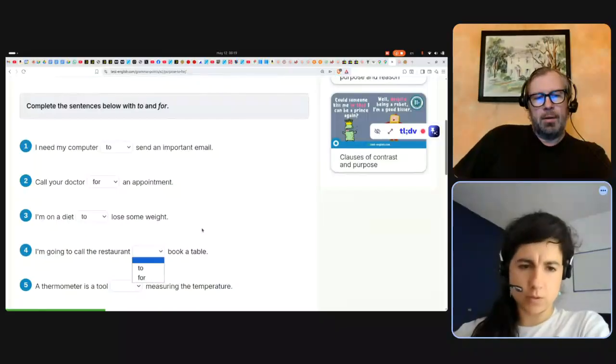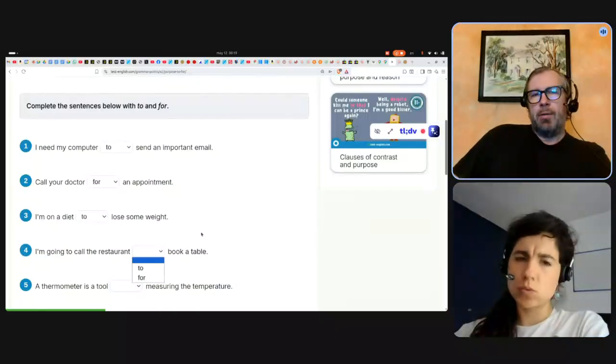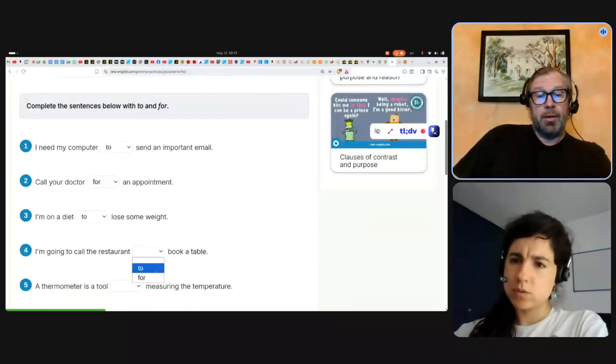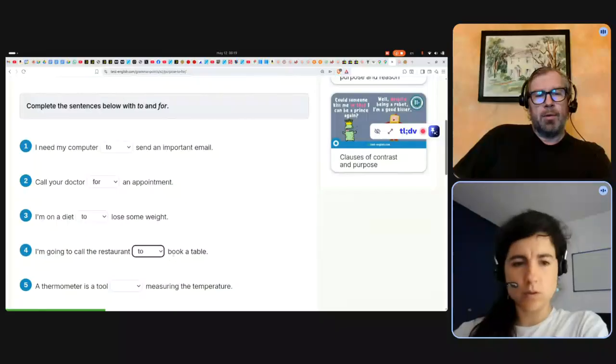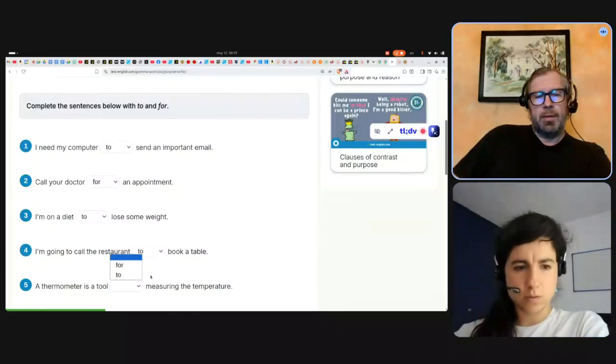For book a table. Book could be a noun or a verb, but we're using it as a verb here, meaning to register or to reserve a table. So I call the restaurant to book a table.